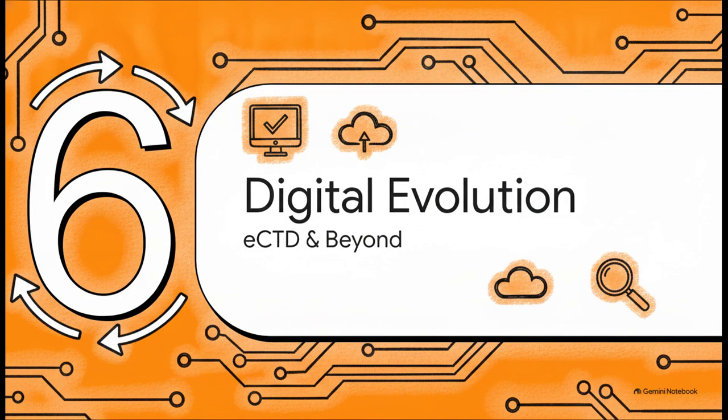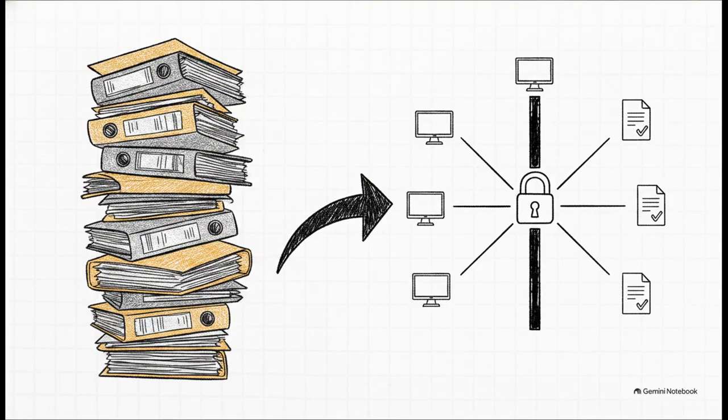Section 6, eCTD Digital Evolution. So you know that whole 5-story building we just walked through? Well, it used to be made of literal physical paper. But thankfully, it's been upgraded into a mandated digital ecosystem known as eCTD. Now, while agencies like the FDA and EMA have strictly mandated this eCTD format, others, like India's CDSCO, are currently in a gradual transition phase.